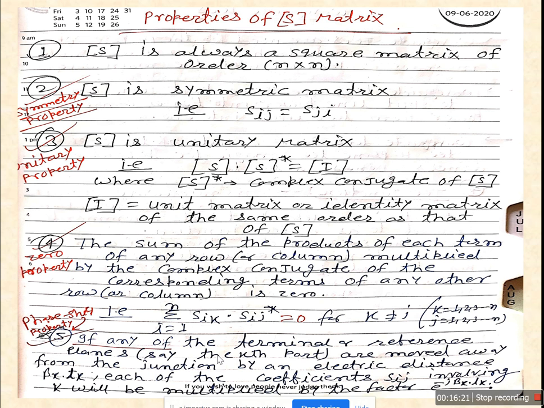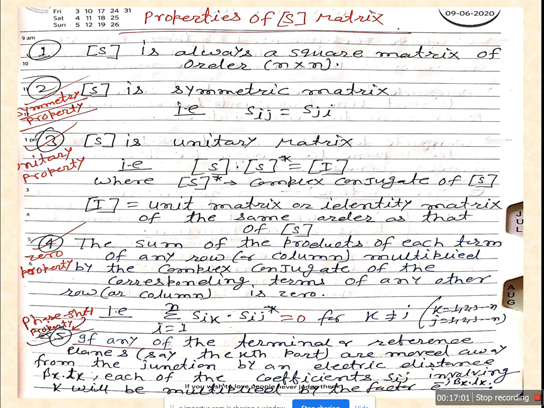And the fifth one is, if any one of the terminals or reference planes, say the kth port, is moved away from the junction by an electrical distance, each of the coefficients involving k will be multiplied by a factor equal to this. It is also a decaying factor, and you use it to multiply with this. Mostly properties 1 to 4 are utilized, and the fifth is not used here, only where a decaying factor is present. This completes Section A, where we discussed the first part: the questions related to TE and TM modes of the circular waveguide.